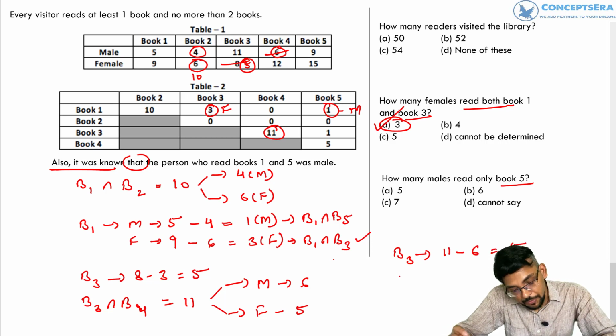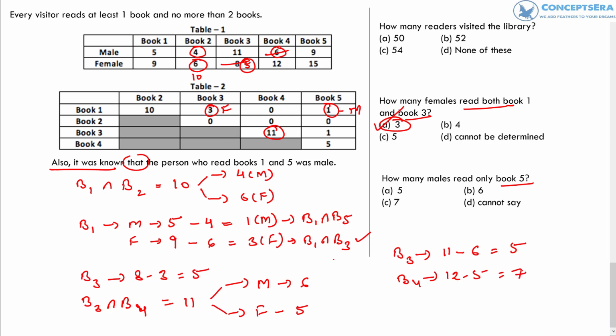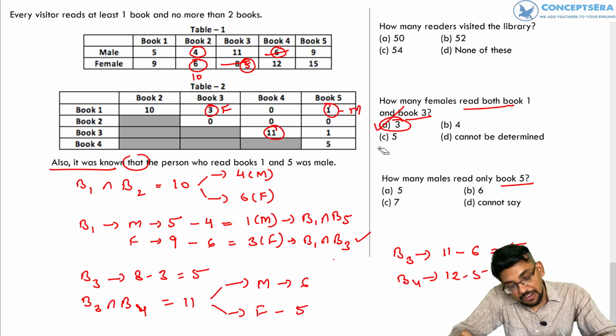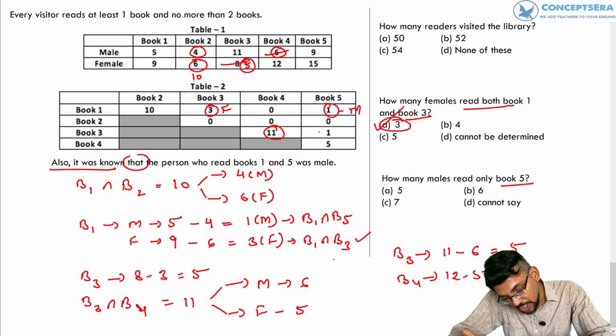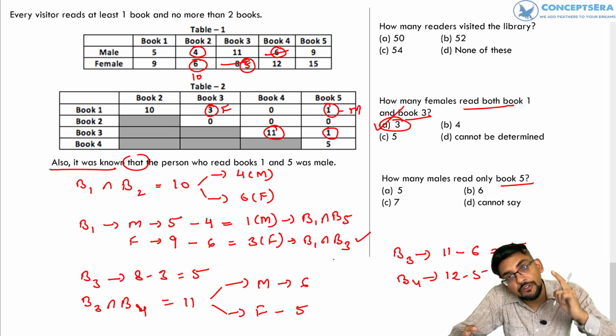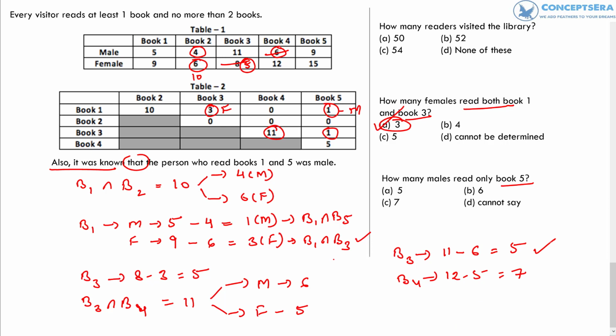And now if you see females in book 4, as we know 5 females we have used out of 12 females. So 12 minus 5 comes out to be 7. So 7 females we left in book 4 and 5 males we left in book 3. Once you understood that in book 3 we are left with only 5 males and in book 4 with only 7 females. Now look, in the combination of book 3 and book 5, only one person is common. But in book 3 we only have males, there is no female left out. So this person has to be male.